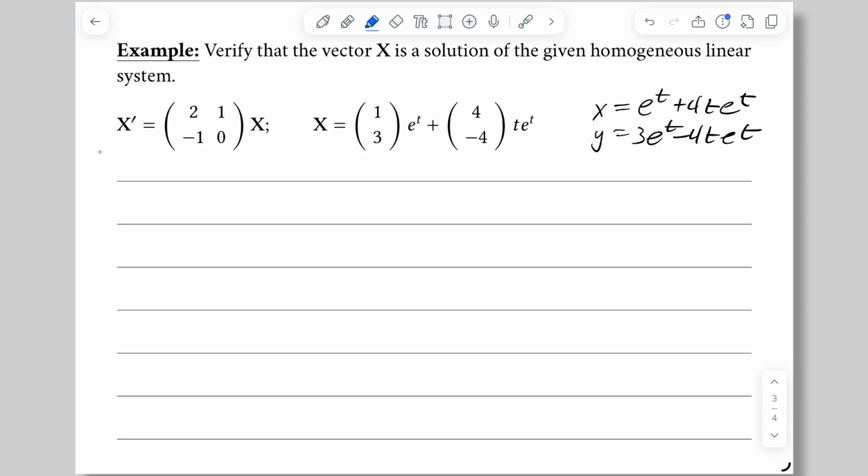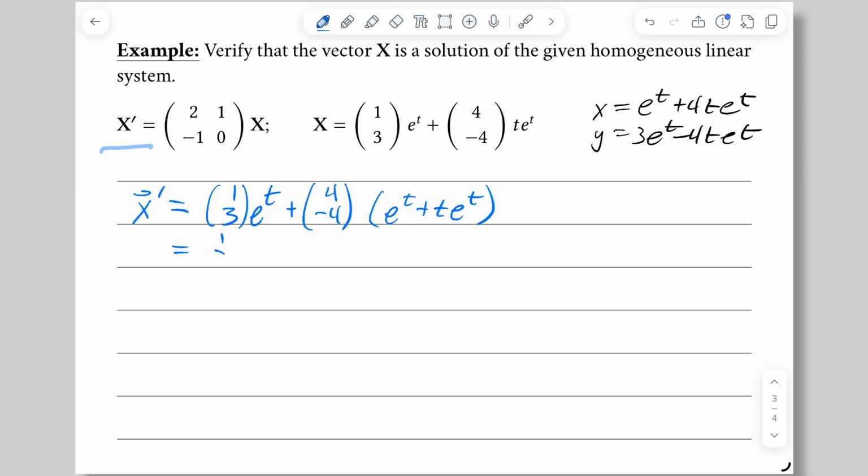We first need x prime, so we'll compute that. X prime is equal to, now when we see the column 1, 3 times e to the t, those are constants, 1 and 3. And to differentiate the exponential, it doesn't change, right? E to the t. For the second term, we've got the column of constants 4 and negative 4. But then we have the variable expression, t e to the t. Well, that's a product of two functions, and so to differentiate that, we should use the product rule. And that derivative is going to be e to the t plus t e to the t.